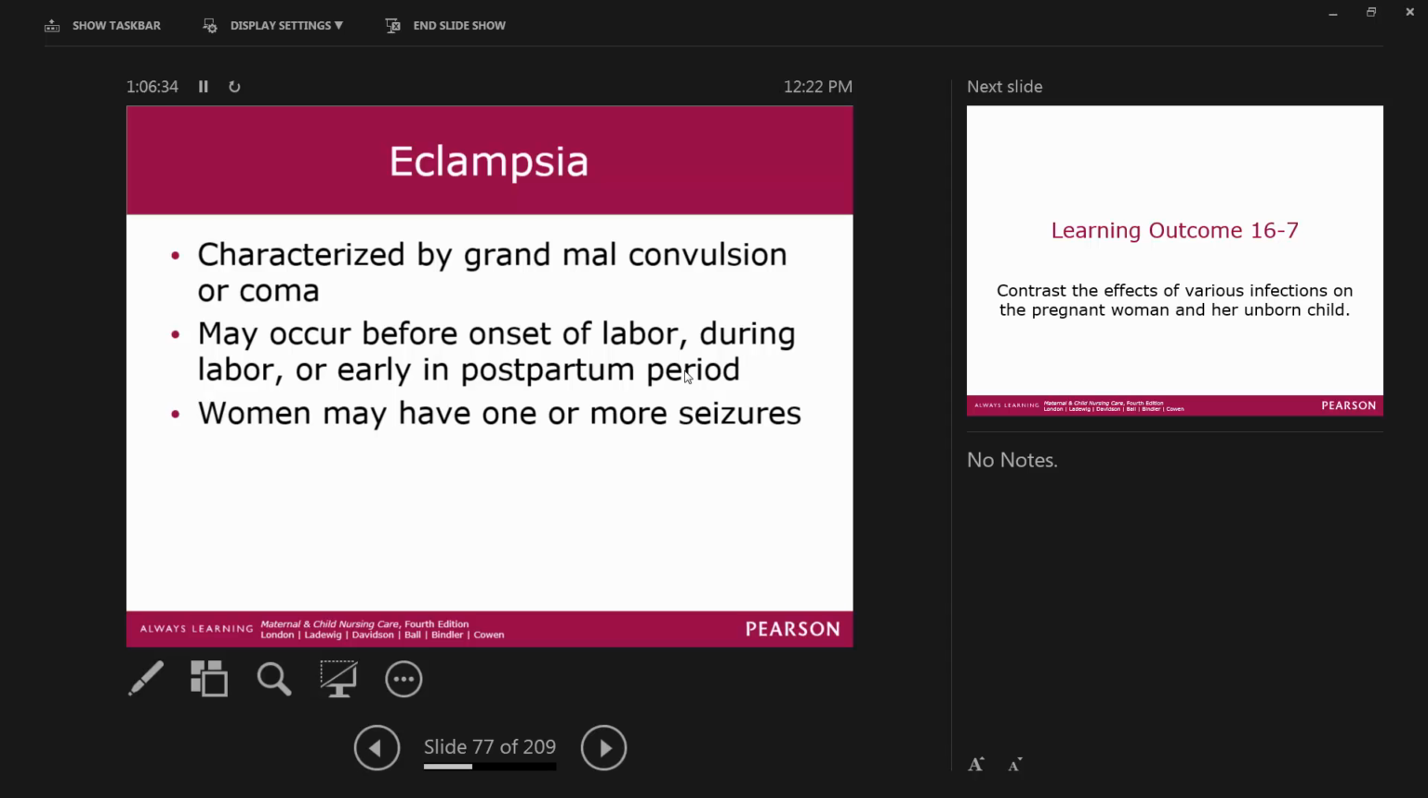So the treatment for preeclampsia is delivery. But we don't want to deliver a 32-week preeclamptic unless we absolutely have to.